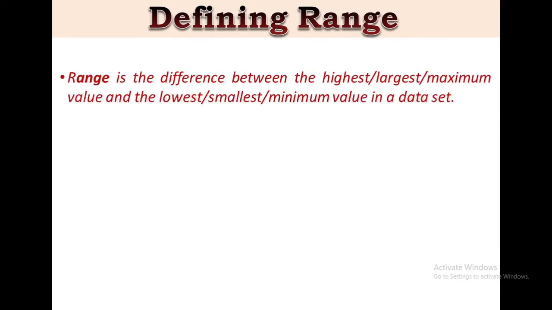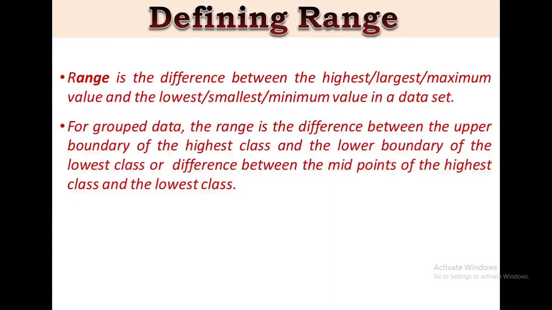Defining range. In statistics, the range is a measure of spread. It is the difference between the highest or the largest value and the lowest or smallest value in a data set. Or range is defined simply as the difference between the maximum and minimum observations. In case of group data, the range is the difference between the upper boundary of the highest class and the lower boundary of the lowest class.